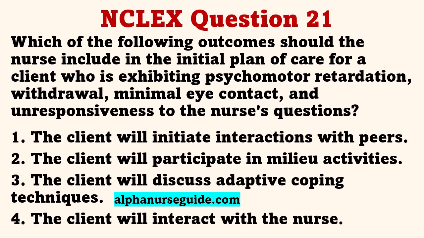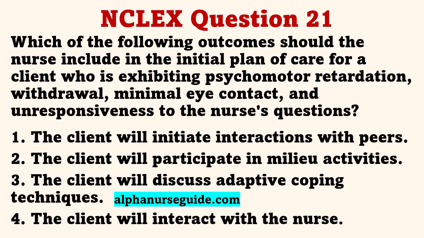The correct answer is 4. The client will interact with the nurse. Rationale. In the initial plan of care, the most appropriate outcome would be that the client will interact with the nurse. First, the client would begin interacting with one individual, the nurse. The nurse would gradually assist the client to engage in interactions with other clients in one-on-one contacts, progressing toward informal group gatherings and eventually taking part in structured group activities.